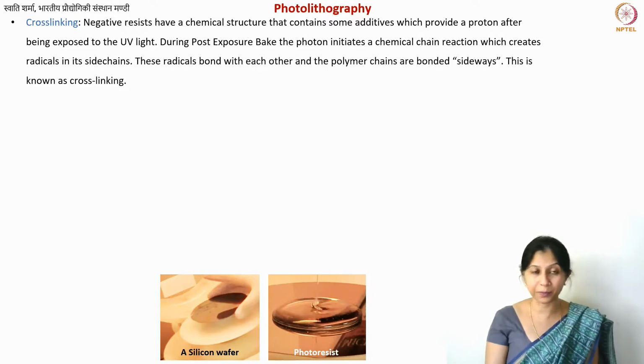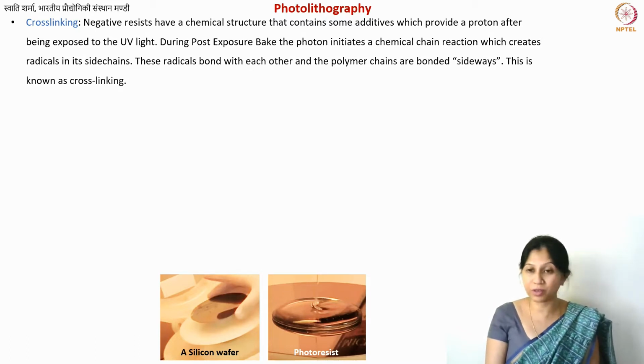We'll talk about them. So the first one is cross-linking. I said that when you use a negative tone photoresist, then when it is exposed to the UV light, it gets cross-linked, or at least the cross-linking process starts, and then when you do the post-exposure bake, your cross-linking process initiates. So how does that happen? What is cross-linking in the first place?